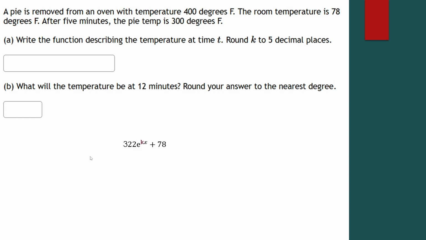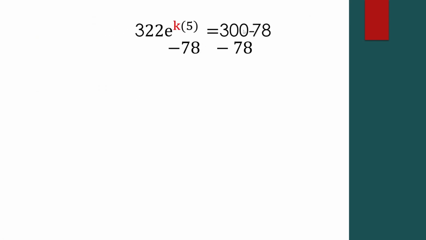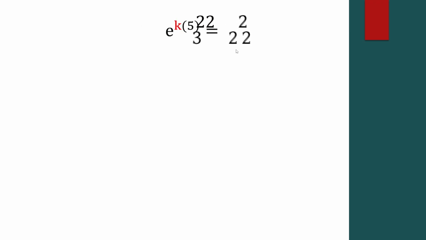Because we are solving for k, we're going to have to plug in an x value that we already know the output for, which is going to be 5 minutes, where the output is going to have to be 300 degrees Fahrenheit. Now, let's solve for k. The first thing we gotta do is subtract 78 from both sides, which is going to be 300 minus 78, or 222. Now we gotta divide both sides by 322, and we can rewrite this as 111 over 161.